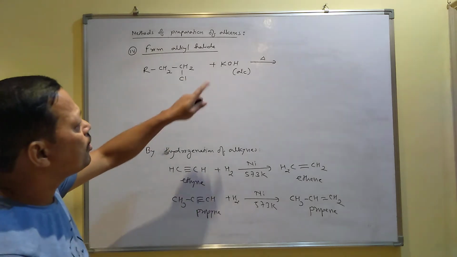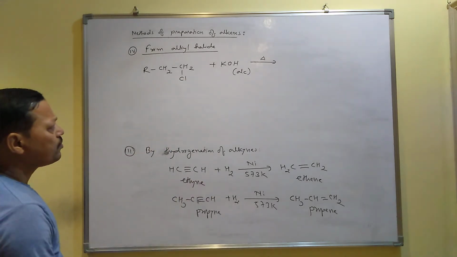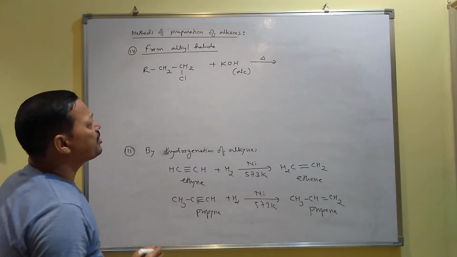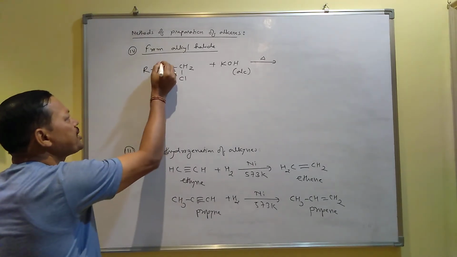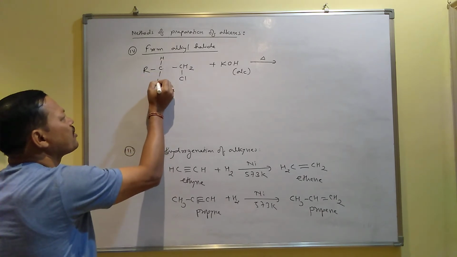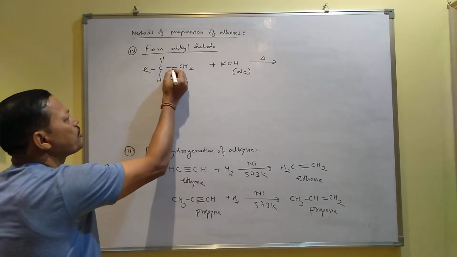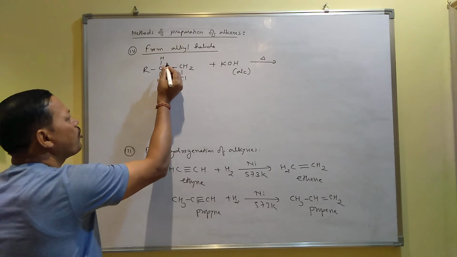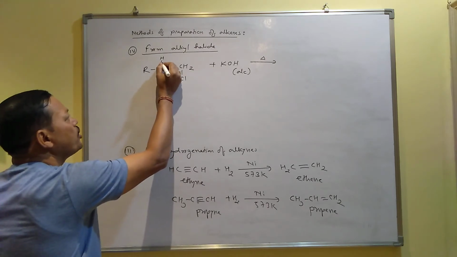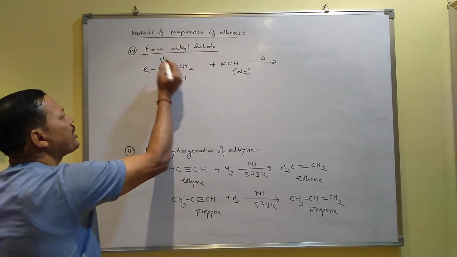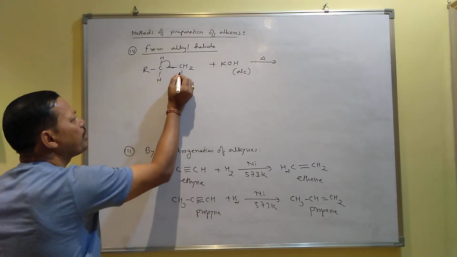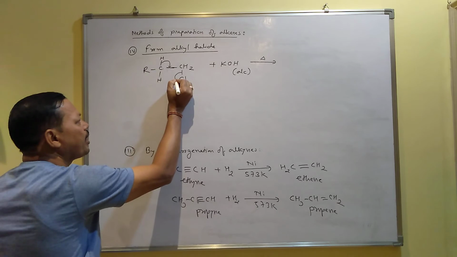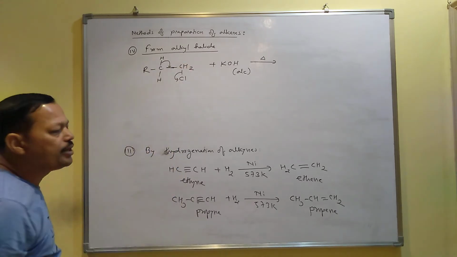When you react with KOH, then elimination reaction takes place. This CH2, actually this CH2 is present like this, RCH2, CH2Cl. One of the carbon-hydrogen bonds will shift from this to this position, and the hydrogen will release as H plus, and it will convert to double bond, and this bond will break and the chlorine will release from the bond.